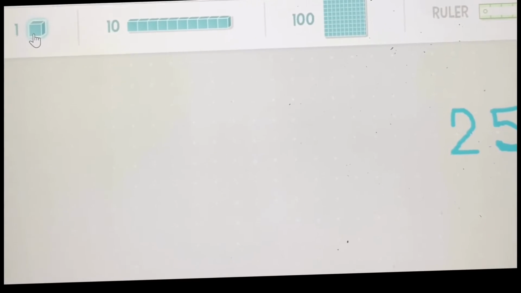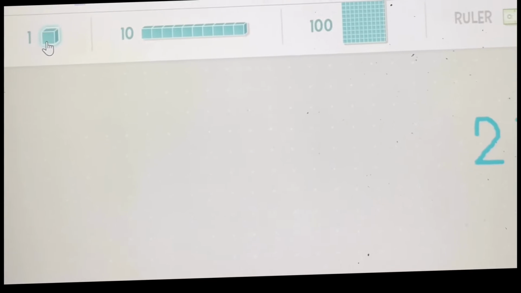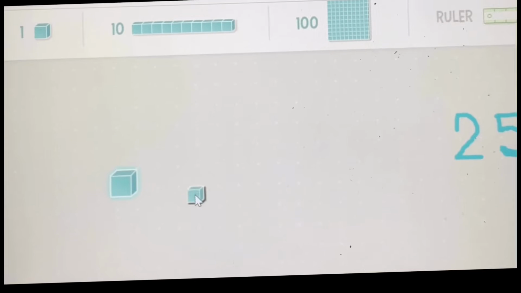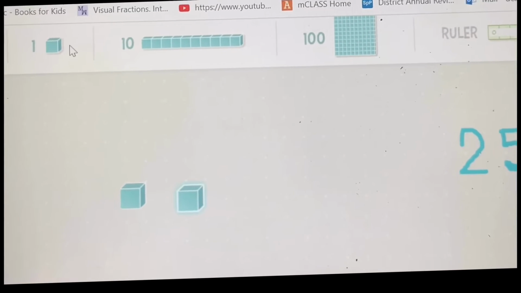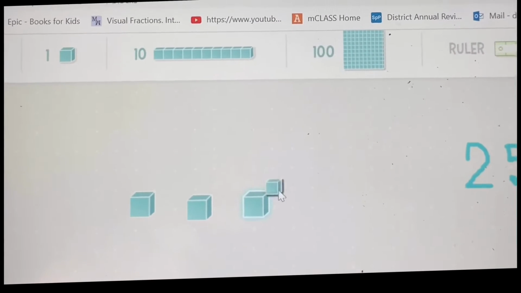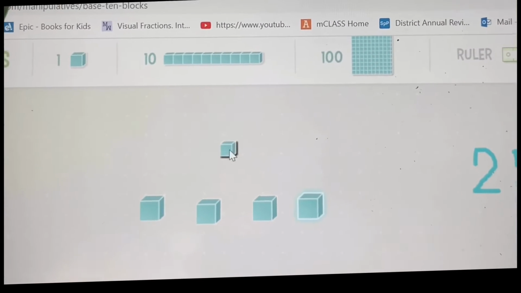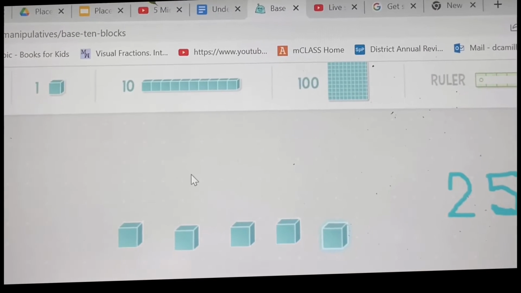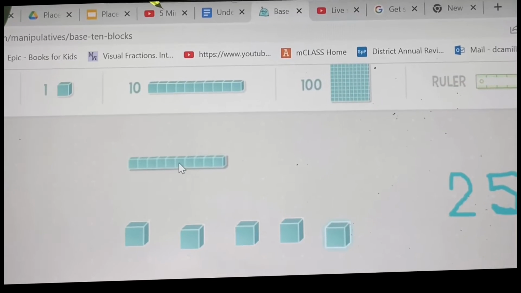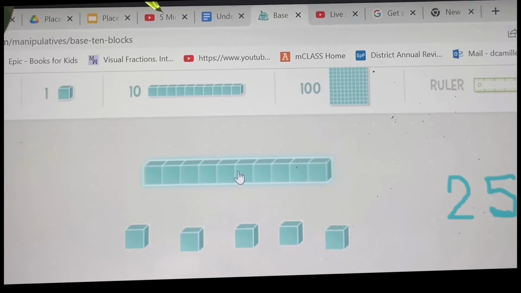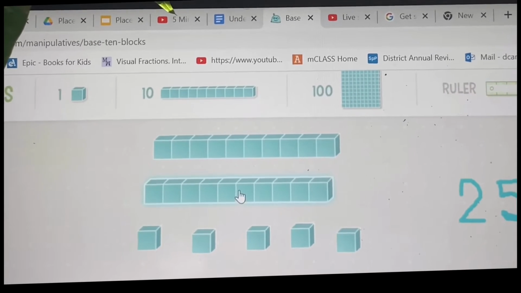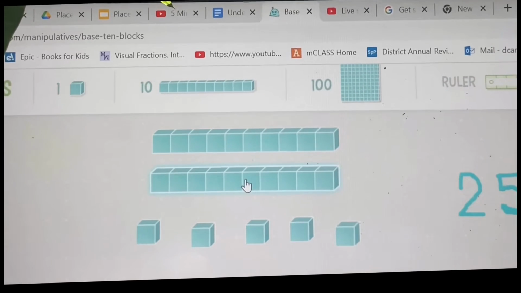So to give everybody watching a visual, in the number 25, we have 5 ones. So I'm going to bring 5 ones out here. 1, 2, 3, 4, and 5. And then we have 2 tens. So 1, and 2.